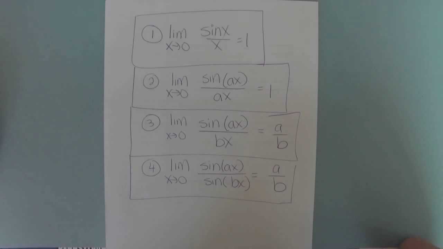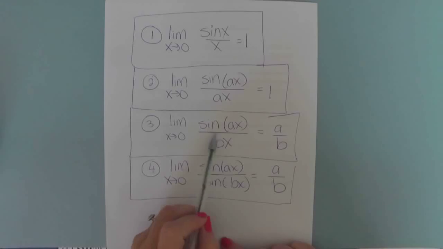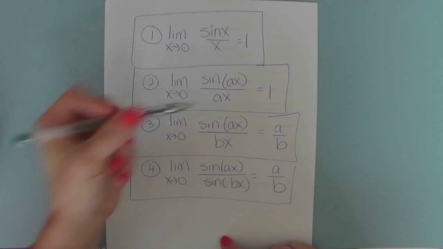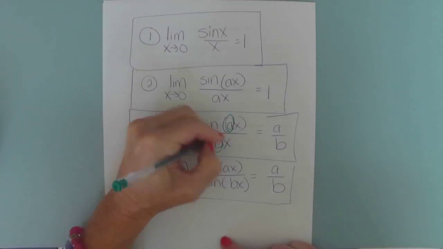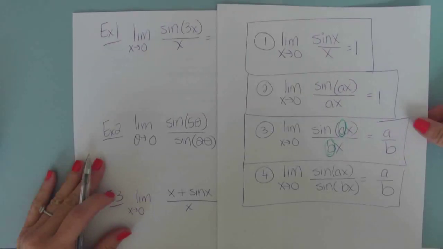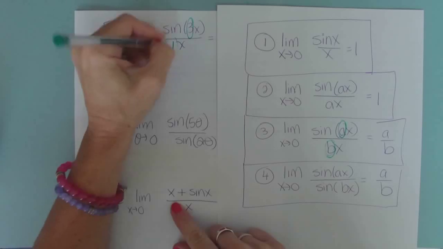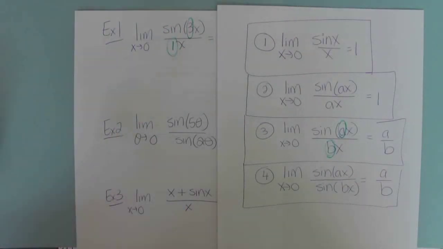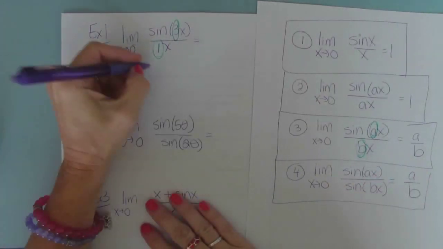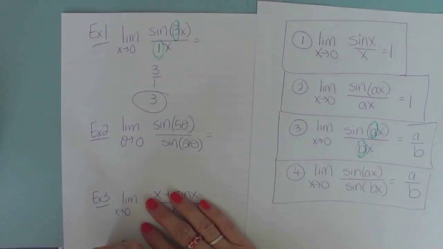Rule number 3 says the limit as x approaches 0 of the sine of ax divided by bx is just simply a over b. So if you look at this problem right here, you can see that my a is 3 and my b is 1. So the answer to this limit problem is simply 3 over 1, which is 3. Final answer.